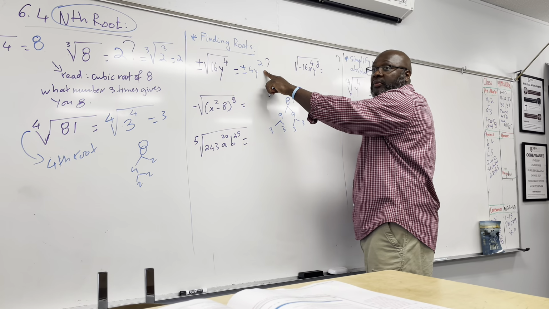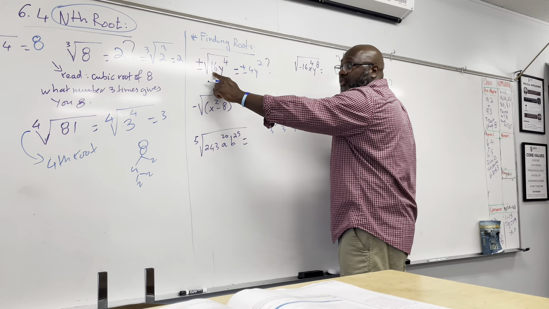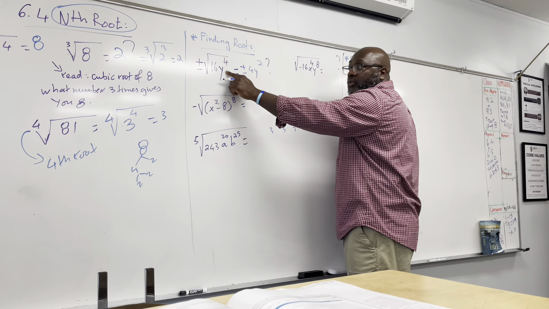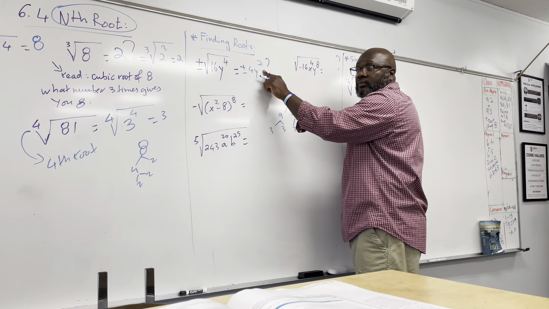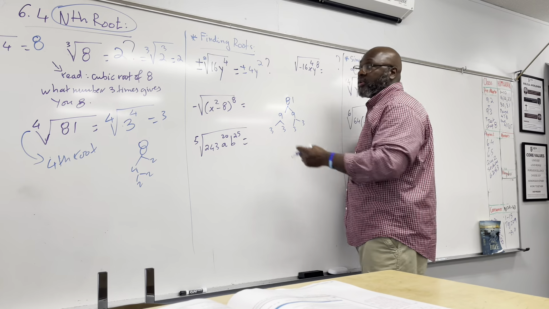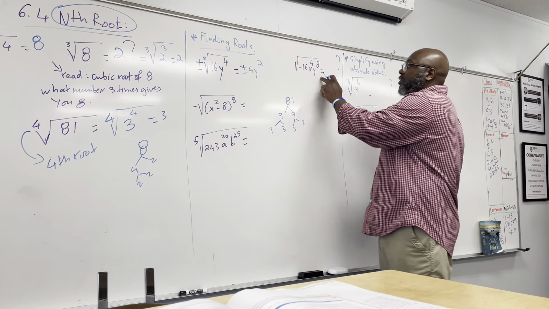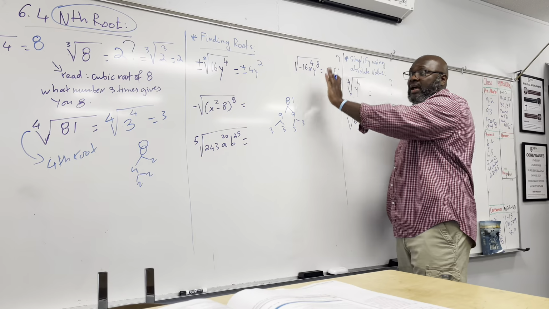You have to be careful with understanding the mechanism. Square root of 16 is 4. Square root of y to the 4 is y squared, because here on the outside we have an imaginary 2. So this will be plus or minus 4y squared, right? Moving on to this one here. Actually, I will save this one for last.